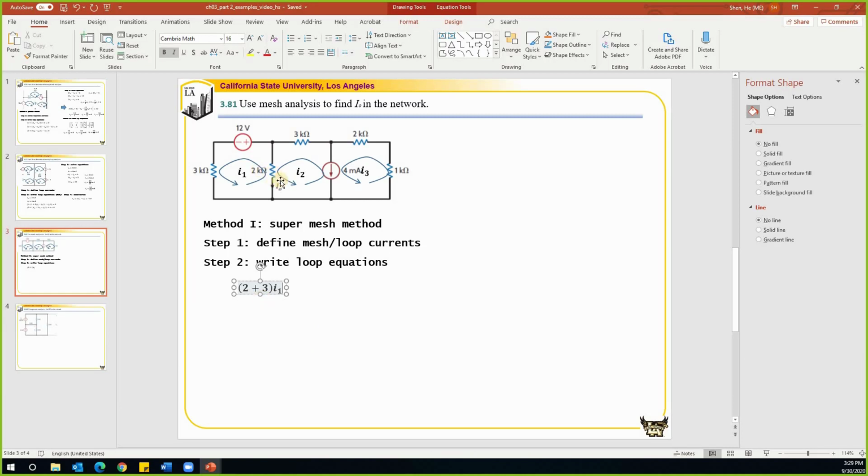At the same time, this resistor is shared between mesh 1 and 2, so we have a minus 2 times I2. And there is also a voltage drop following this direction, plus 12, that is equal to 0. So this is the first mesh, no problem here.